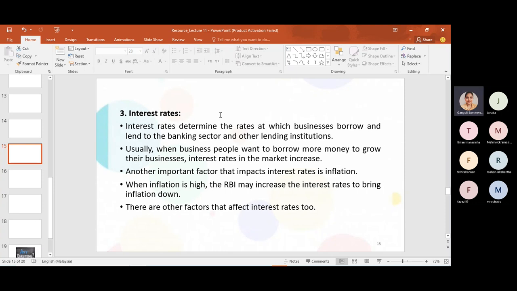And interest rates is another external factor. Interest rates apply when you take loans. When you take loans, there is an interest rate, so when you repay the loan, you have to repay it with the interest. Interest rates are impacted by inflation. But inflation is not the only factor that affects interest rates.